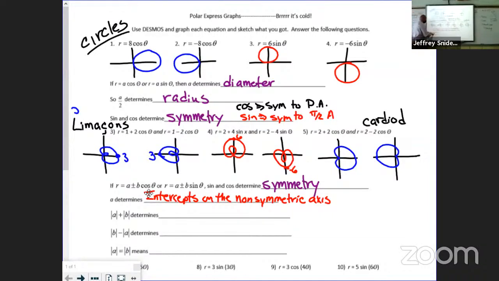Okay? So the A plus B, I'm going to call it, determines the intercept on the symmetric axis. How far out it goes. Okay? What about B minus A?